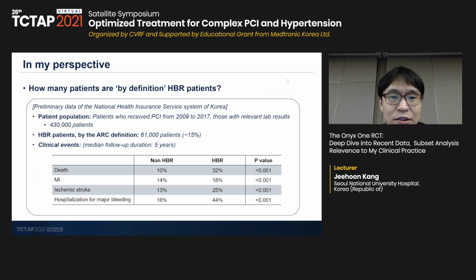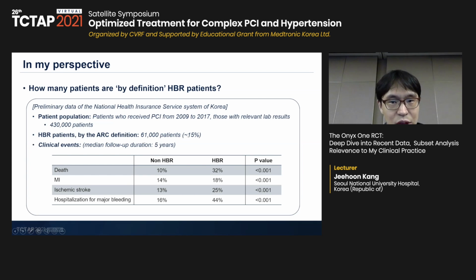So then how many patients are by definition HBR patients? This is preliminary data from the NHIS system in Korea. We analyzed 430,000 patients who received PCI. We could find 60,000 patients who met the HBR criteria by the ARC definition. And we can see that the HBR population had a higher rate of death, MI, ischemic stroke, and hospitalization for major bleeding during a median duration of 5 years.